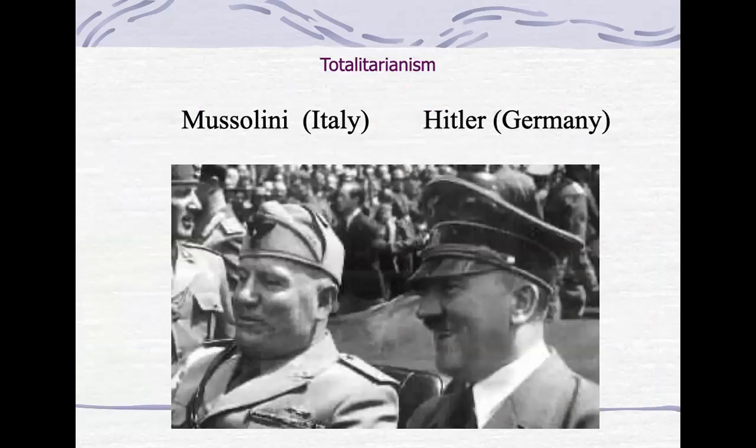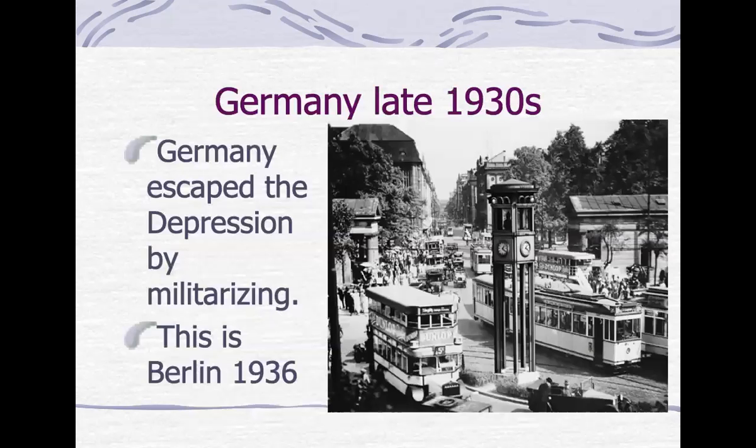So Mussolini was the Italian leader at this time. He was the Italian dictator. That's the guy on the left underneath where it says Italy. And the guy who's more like a military-looking cat is Adolf Hitler, Germany.